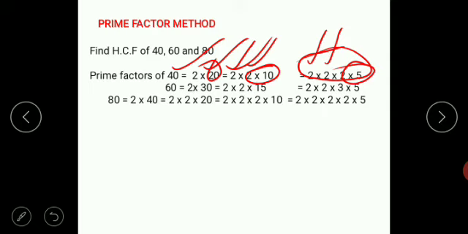Okay, next we'll split 60. 2 30s are 60. 2 is a prime factor, so 2 we will write as it is. Now 30 we have to split. 30, how will you split? 2 15s are 30. So 2 into 2 into 15. 2 2s are 4. 4 15s are 60.